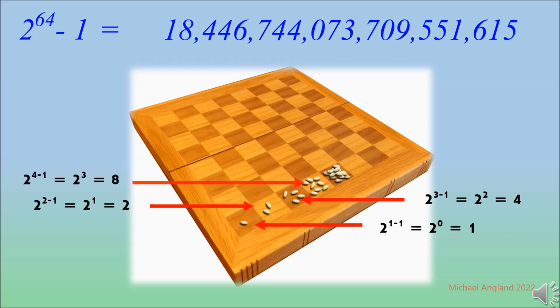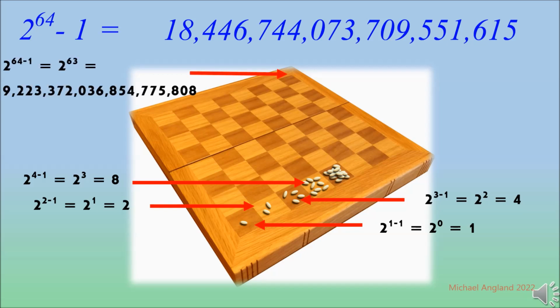On the fourth square, we have 2 to the power of 4 minus 1, or 2 to the power of 3, which is 8. So by the time we get to the 64th square, we'll have 2 to the power of 64 minus 1, or 2 to the power of 63, which is 9 quintillion, 223 quadrillion, 372 trillion, 36 billion, 854,775,808.